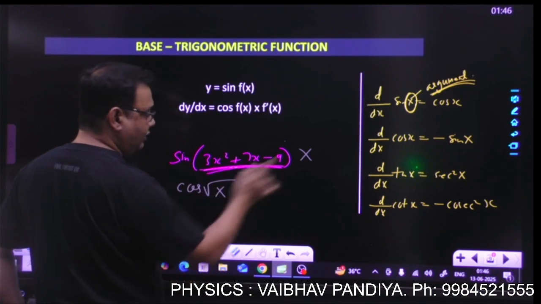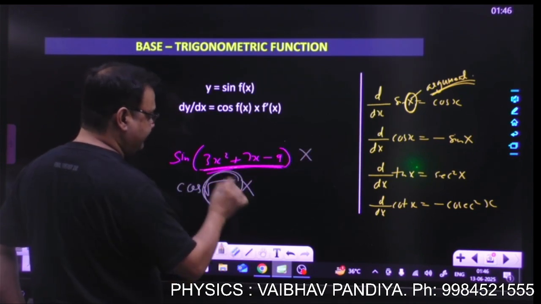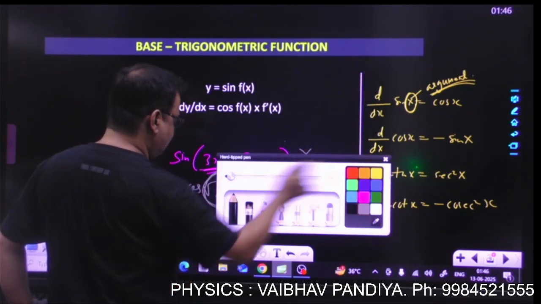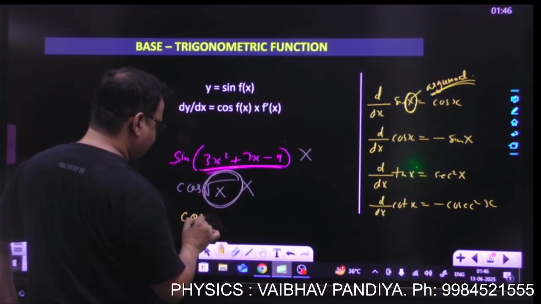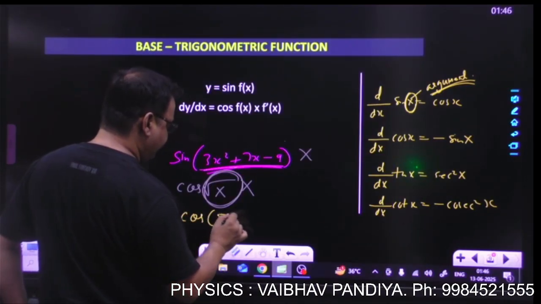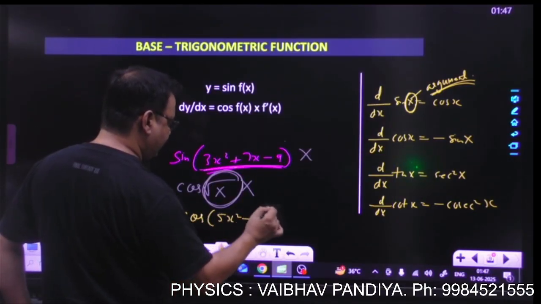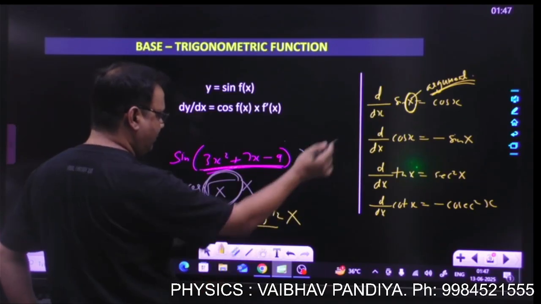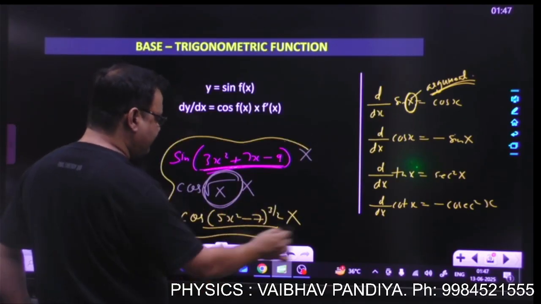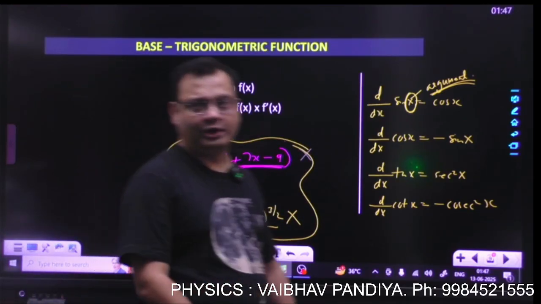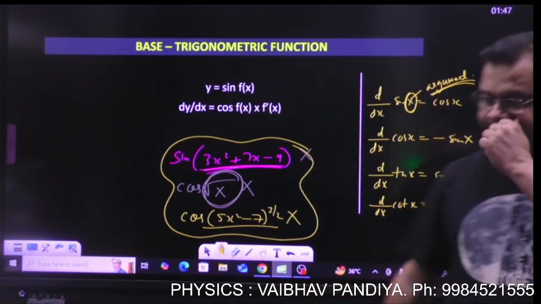So here you cannot apply that formula because this is not x. This is under root x. And suppose we have cos 5x square minus 7 3 by 2. So here you cannot apply this formula. So for these kinds of expressions we can have what? The chain rule. Got it?